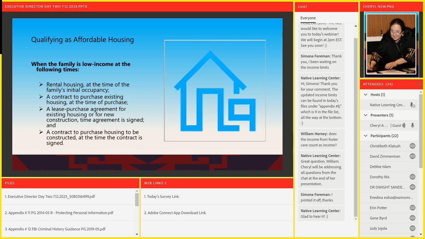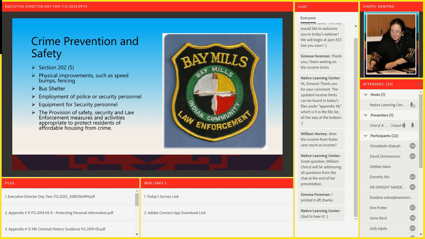And you qualify at different times. I think I hit on this yesterday. It's really, really important. Remember, you have to keep that proof that they were eligible for services forever, okay? So they qualify for that affordable housing at different times. Rental housing: at the time of the family's initial occupancy. A contract to purchase existing housing: at the time of purchase. A lease purchase agreement for existing housing or for new construction: the time the agreement is signed. A contract to purchase housing to be constructed: at the time the contract is signed.